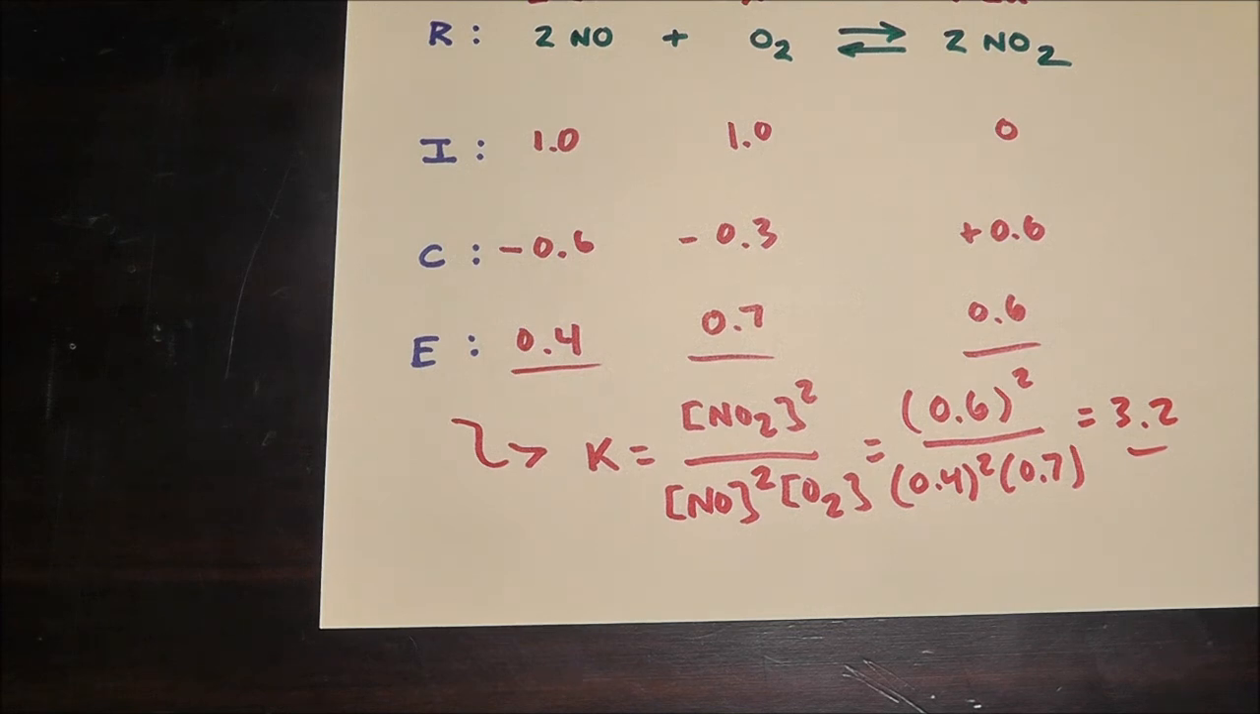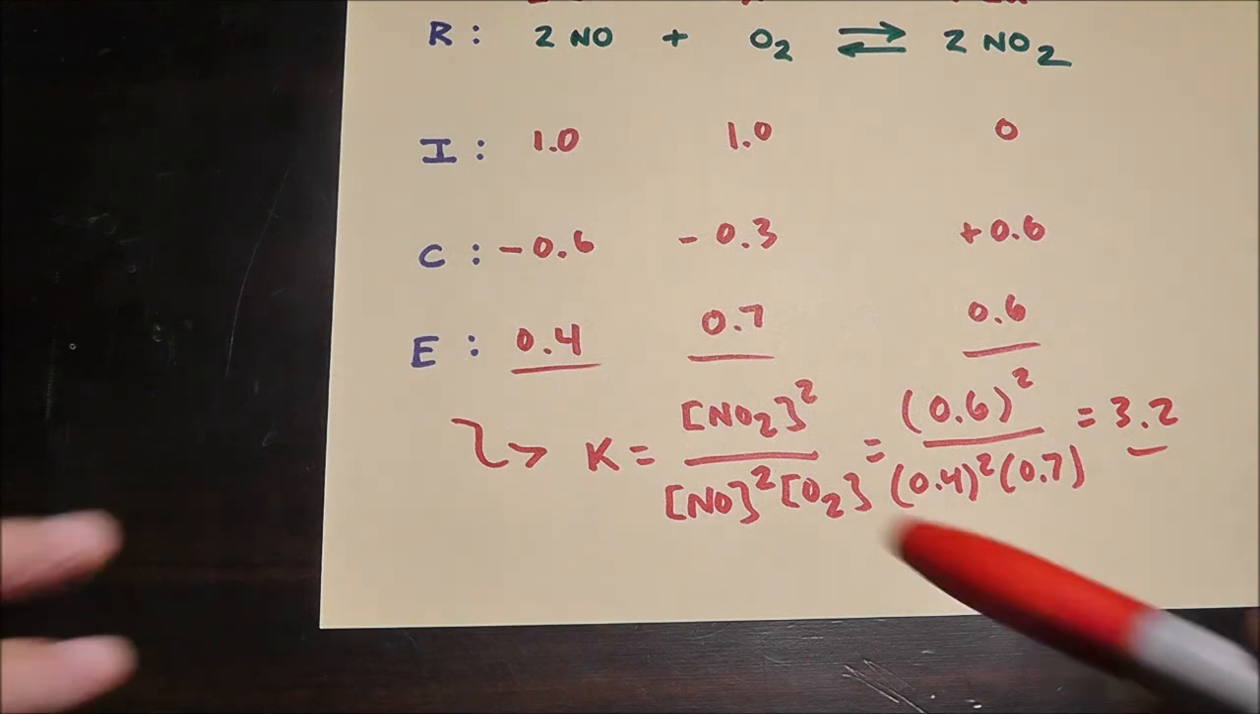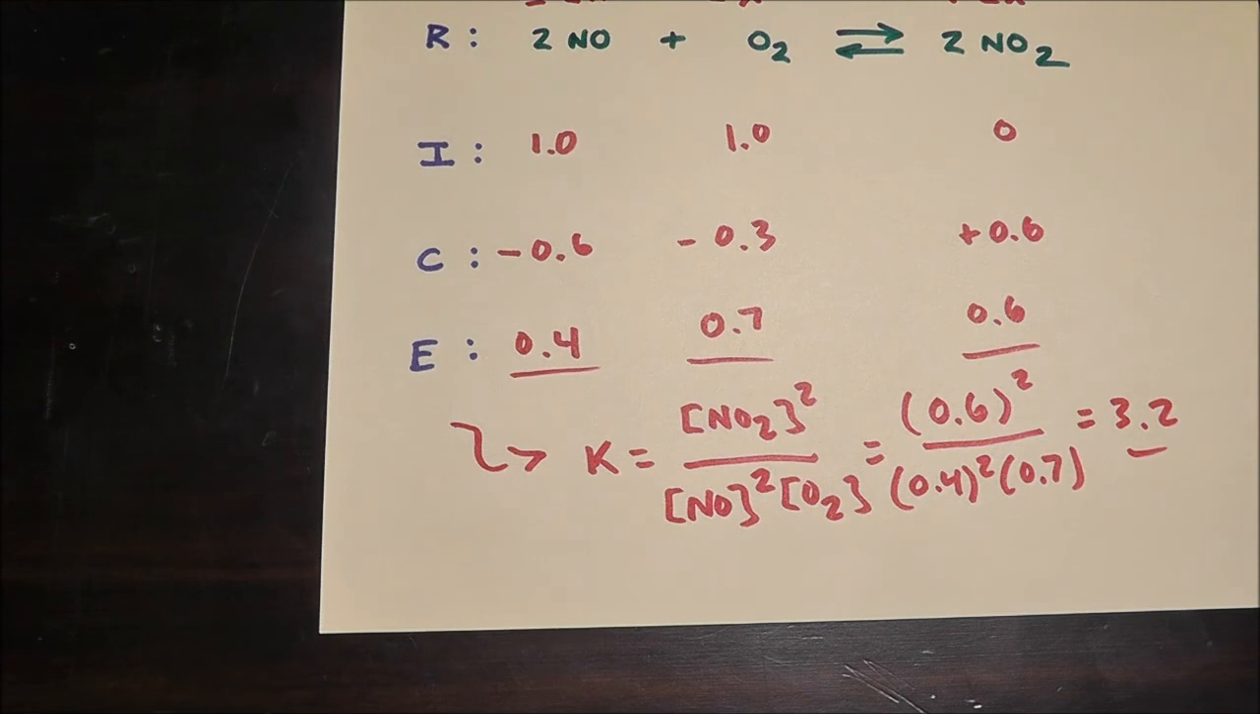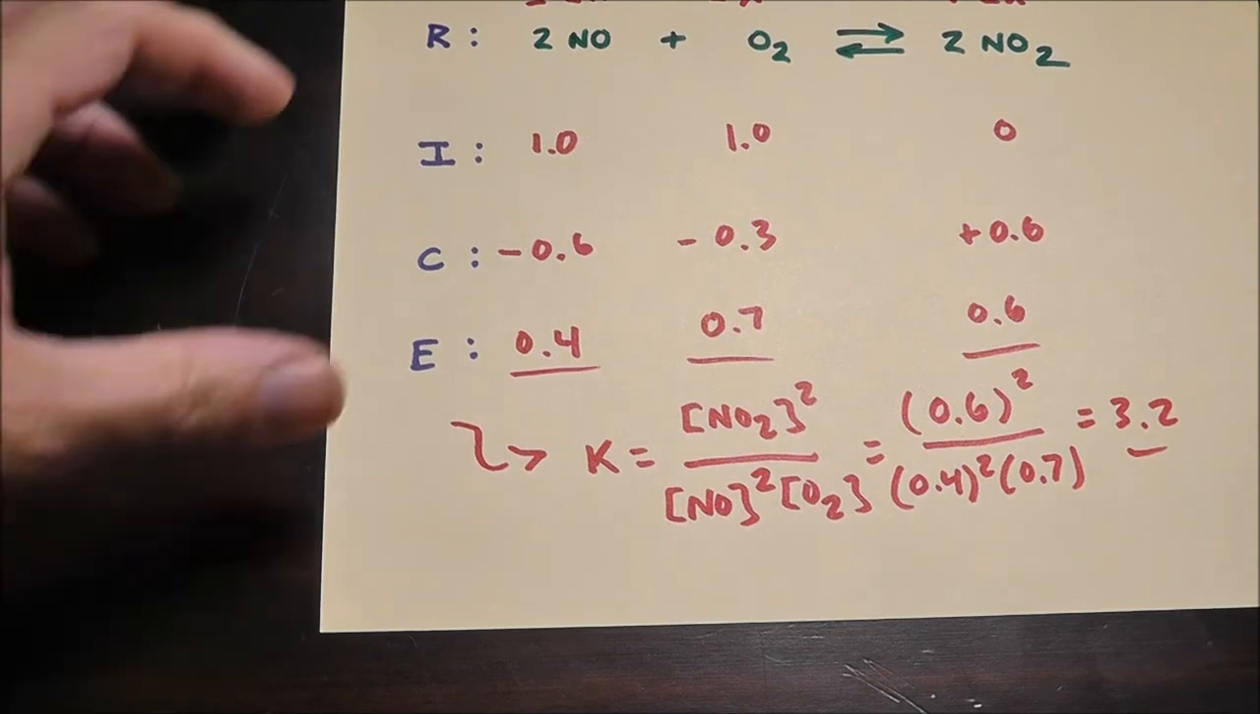But what if we don't know that? What's actually more useful is to use a K to predict what's going to happen at equilibrium. So that's what we're going to do. We're going to do a little switcheroo next where we use a K to calculate an equilibrium concentration.